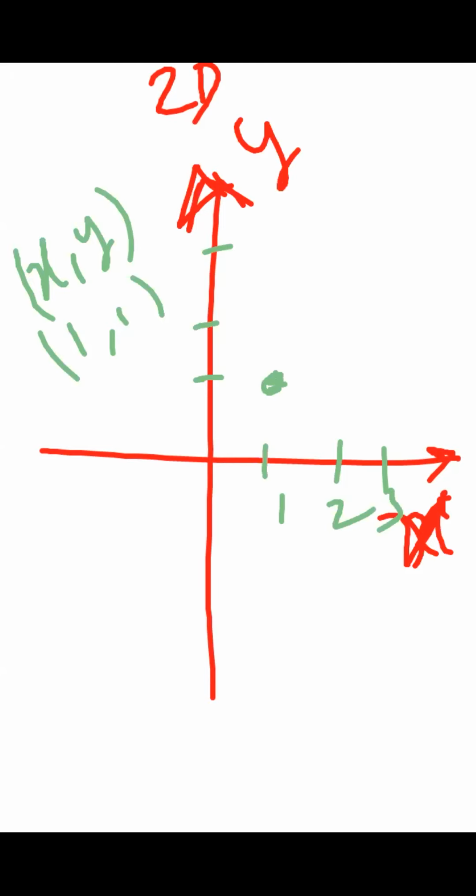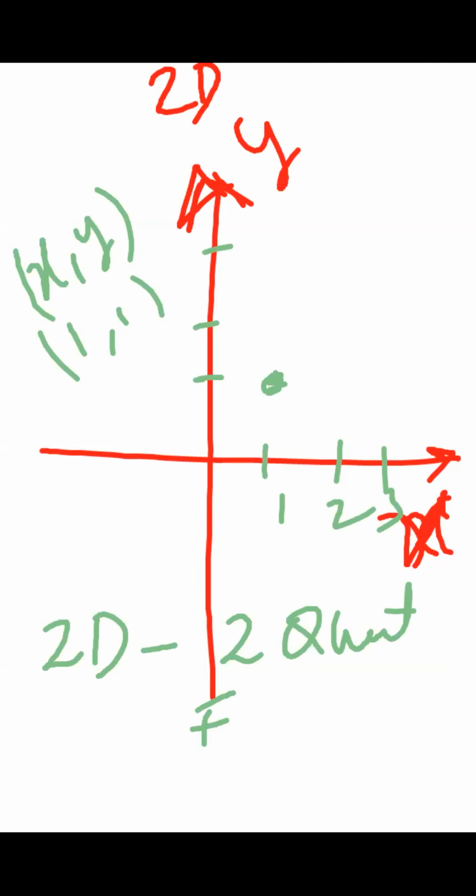In a two-dimensional coordinate system, if the two quantities are given or fixed, then it will give you the point. Please note down. In a two-dimensional coordinate system, if two quantities are given, then it will give you the point. This can be extended into any coordinate system.